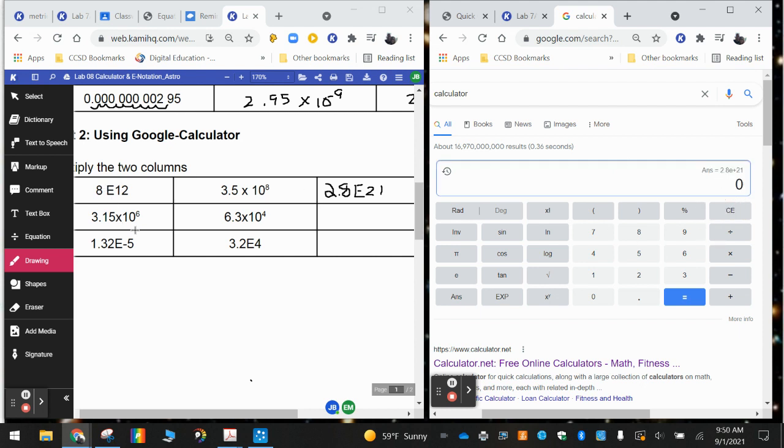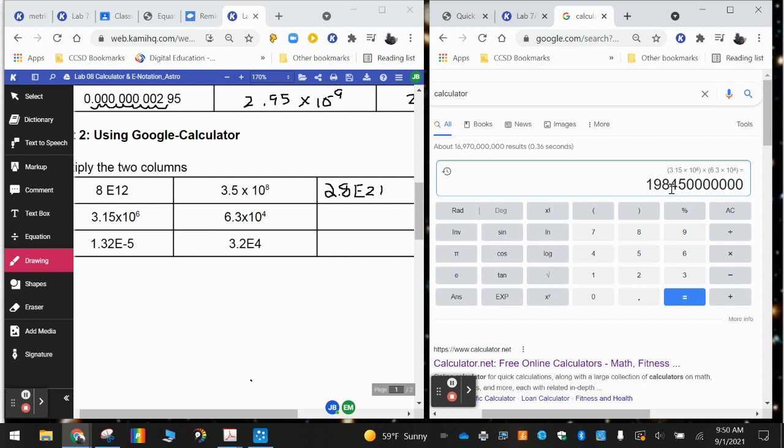Okay, so I'm going to do open parenthesis, 3.15, right? Times 10. Hit this button here. And it's going to be a 6, right? Close parenthesis, times parenthesis 6.3. Right? 6.3 times 10 to the 4. Close parenthesis, equals. Okay, this is a big number here.